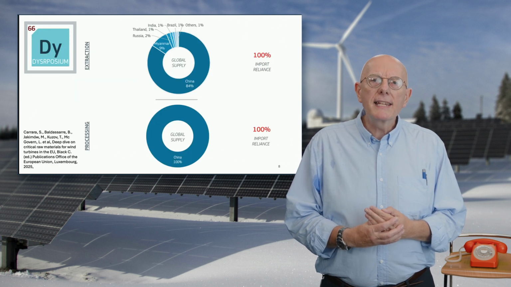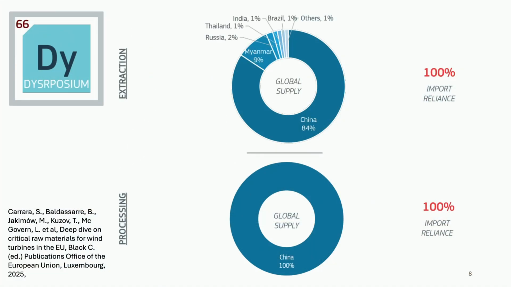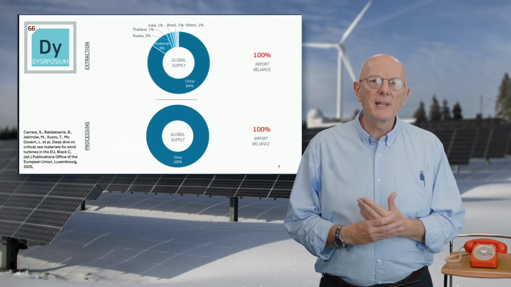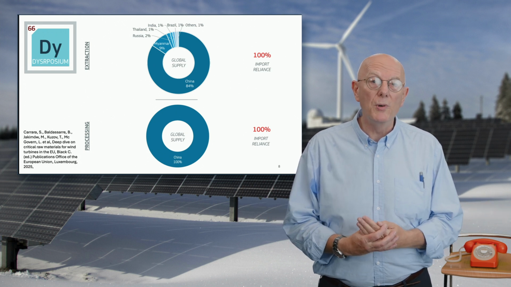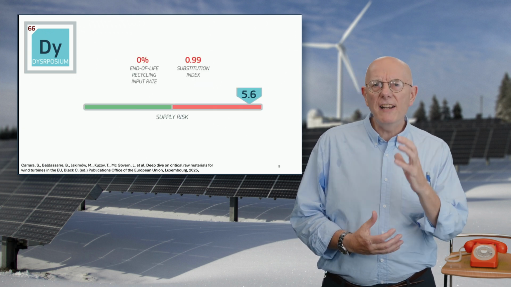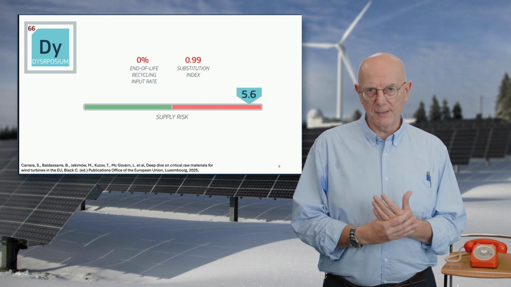The supply can again be seen from 2 aspects: the extraction, which is currently mostly mining, and processing. The extraction of dysprosium is mostly from China, plus a few other countries. For the EU, this represents 100% import dependence. For processing, all the processing is being carried out in China. Again, for the EU, this represents 100% import dependence. In the case of dysprosium, the supply risk is very high, as it has zero rates of recycling and is currently almost impossible to substitute.